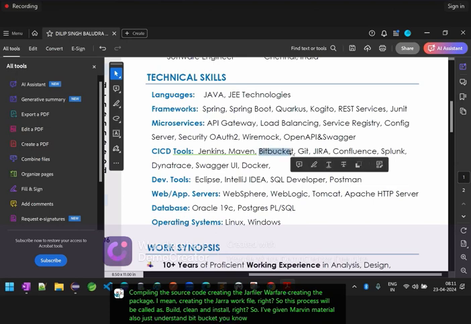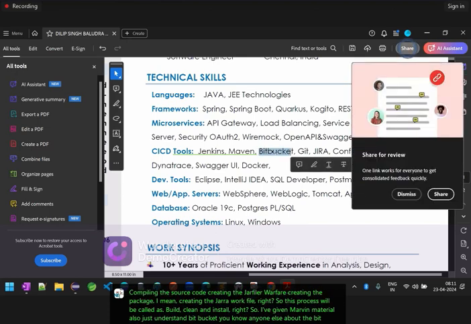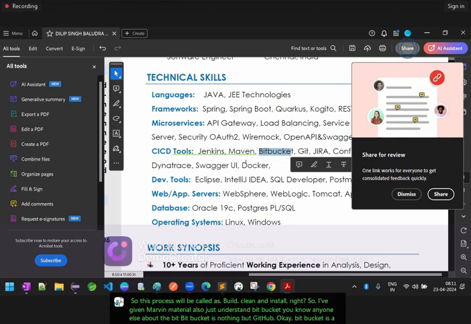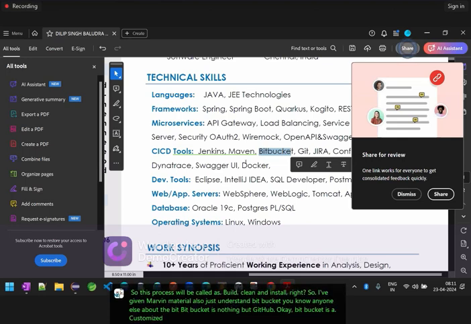Bitbucket, does anyone know about Bitbucket? Bitbucket is nothing but GitHub. Bitbucket is a customized version of GitHub.